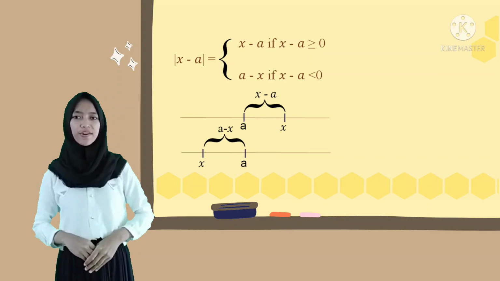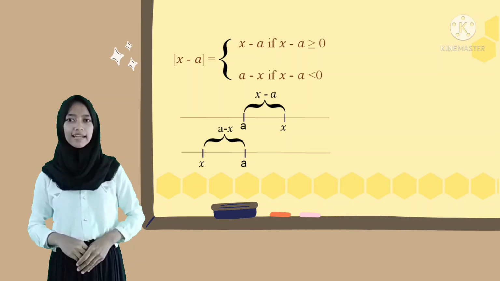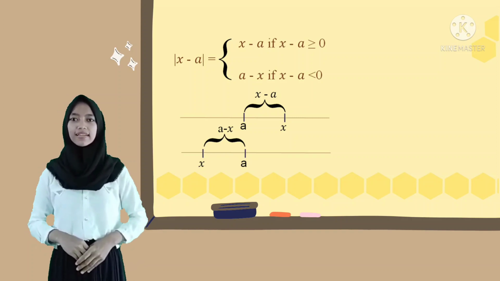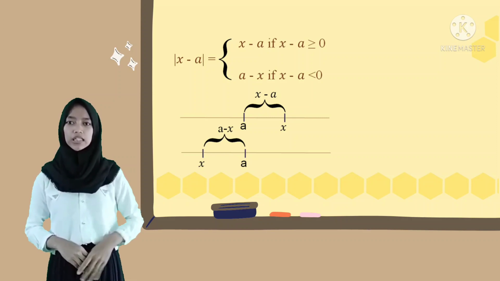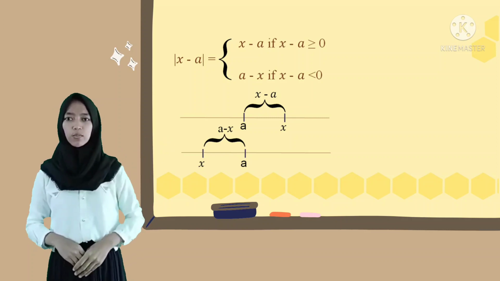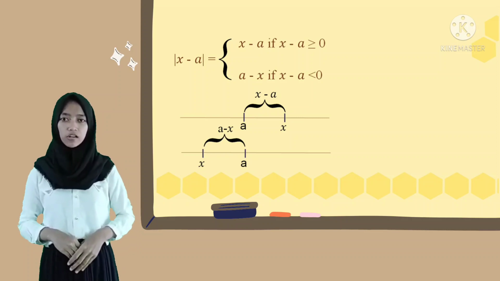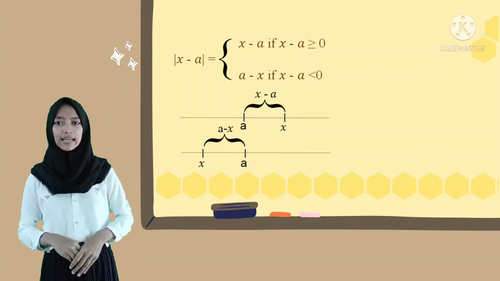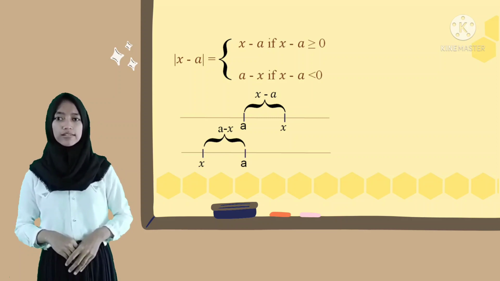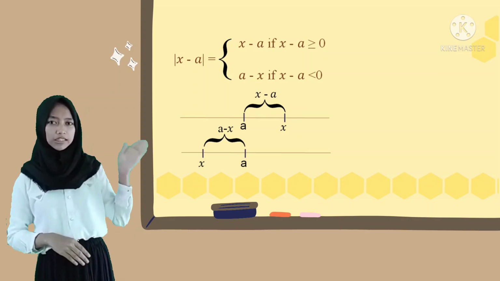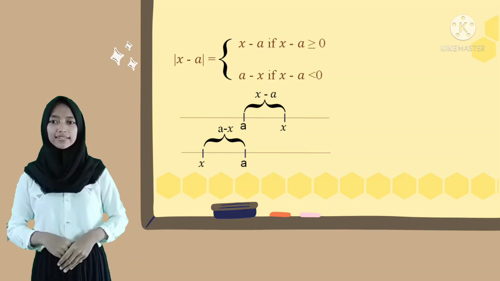Next, the absolute value of x minus a equals x minus a if x minus a is greater than or equal to 0. This is the same as saying x is greater than or equal to a. You can see in the picture that the distance between a and x equals x minus a. And the absolute value of x minus a equals a minus x if x minus a is less than 0. This is the same as saying x is less than a. Look at the picture. The distance between x and a equals a minus x.